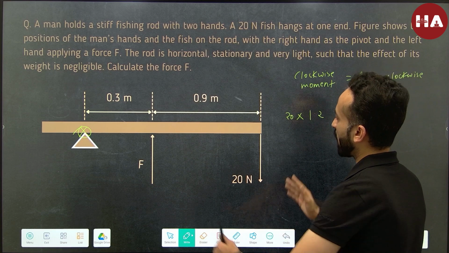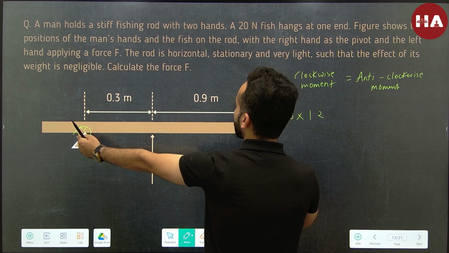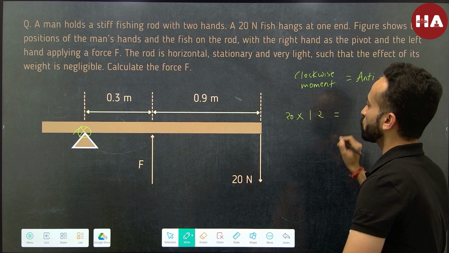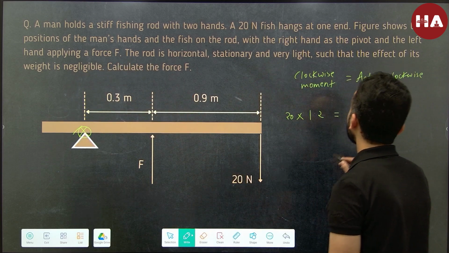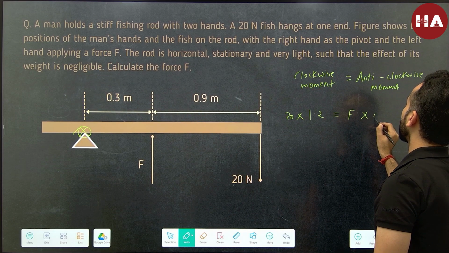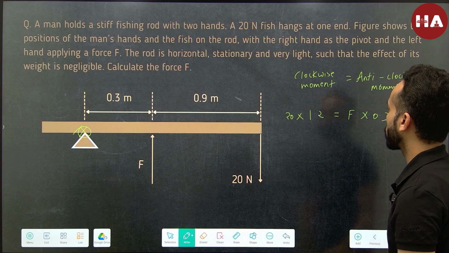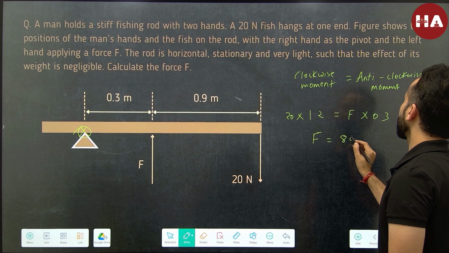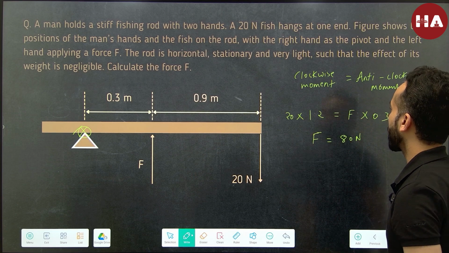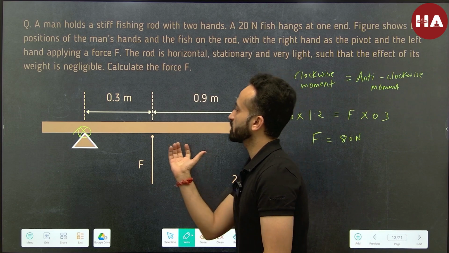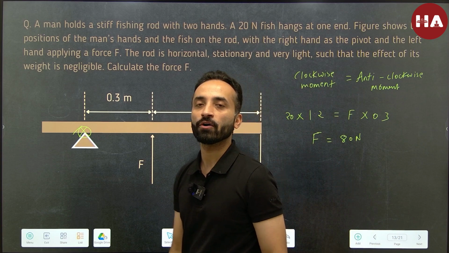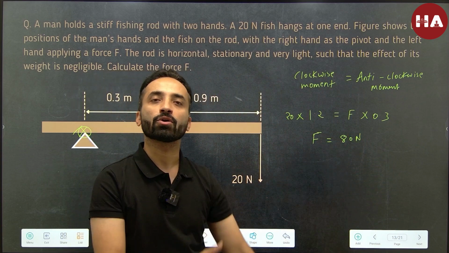Can you understand why 1.2? Because from the pivot this distance is going to be 0.3 plus 0.9, and that should be equal to the anti-clockwise moment. So that's F times 0.3. So the value of F is going to be 80 Newton. This will cancel out, 4 times the value of F. So what is his hand applying here? A force of 80 Newton to balance this fish off and keep the fishing rod horizontal.